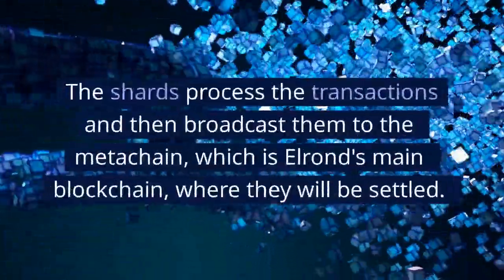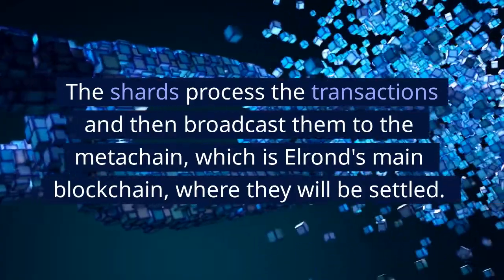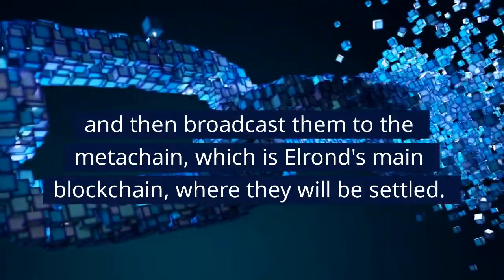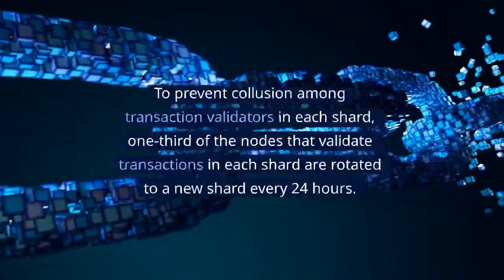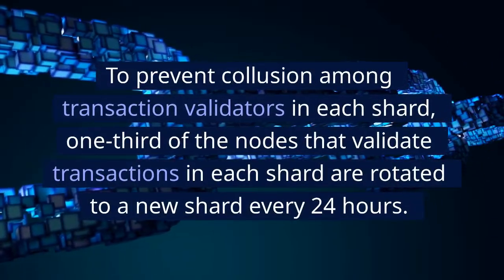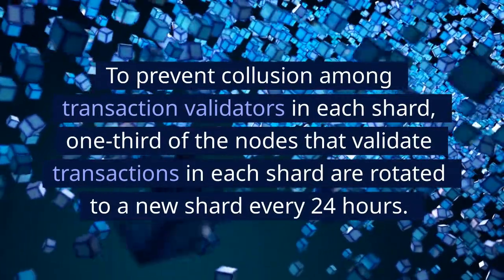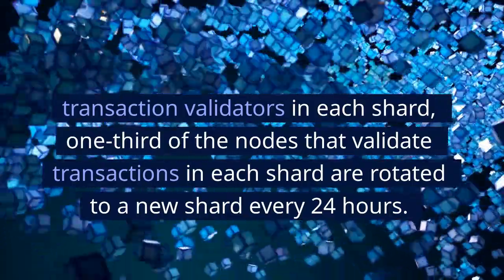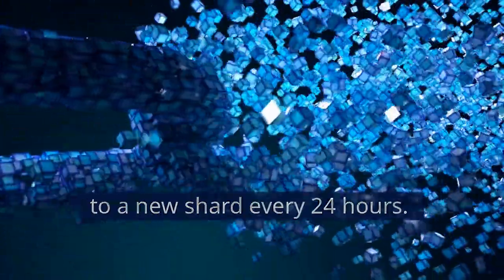The shards process the transactions and then broadcast them to the metachain, which is Elrond's main blockchain, where they will be settled. To prevent collusion among transaction validators in each shard, 1/3 of the nodes that validate transactions in each shard are rotated to a new shard every 24 hours.